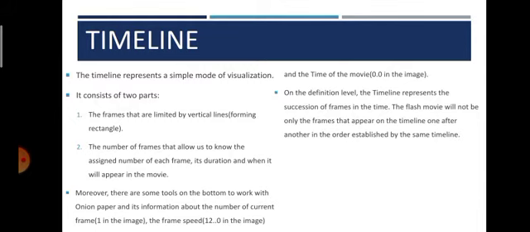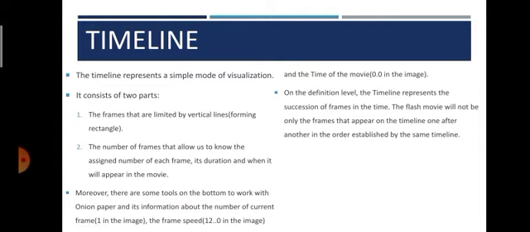Now in this we can see the number of frames, that means how many frames we have added in the movie will be displayed in this timeline, and this timeline will have only those frames which are added in the movie. Okay, and lastly it will show the duration and when it will appear in the movie. That means at what time the particular frame will appear in the movie will be displayed in this timeline.